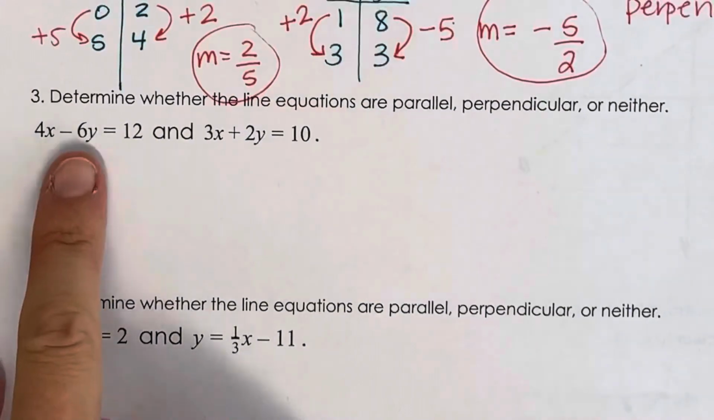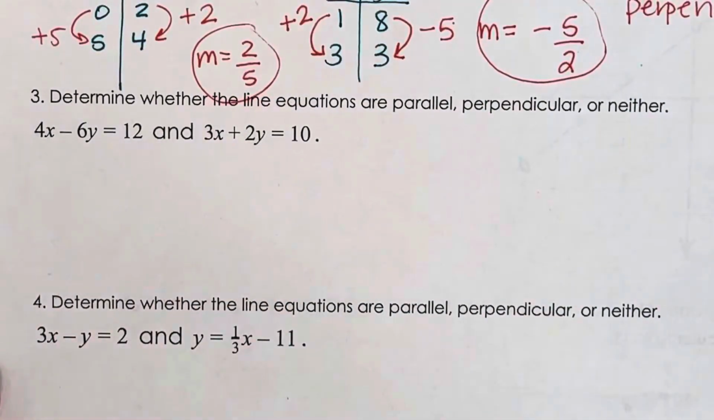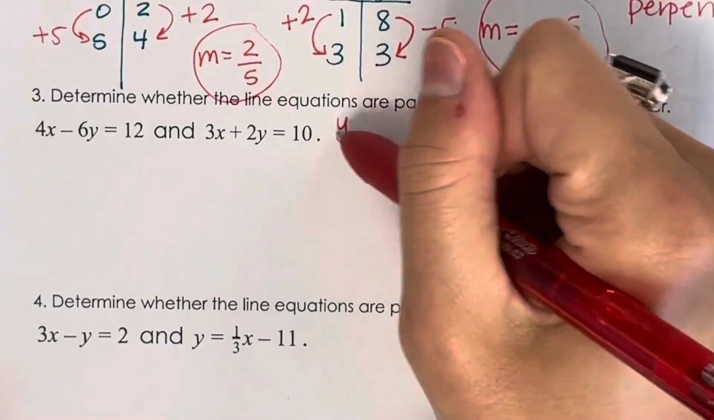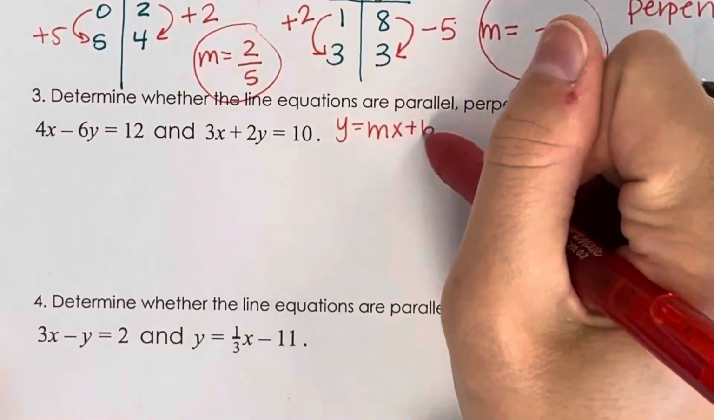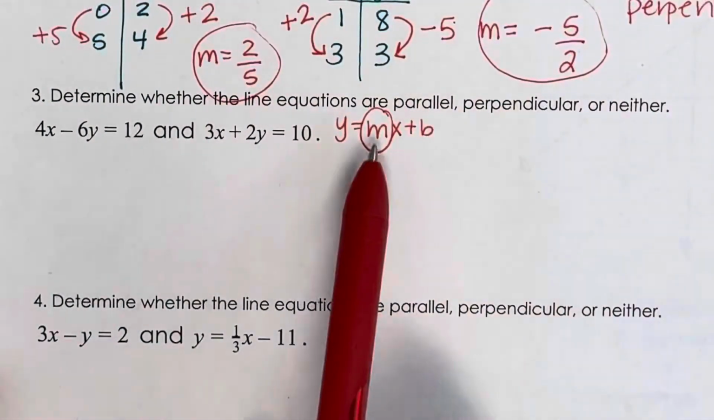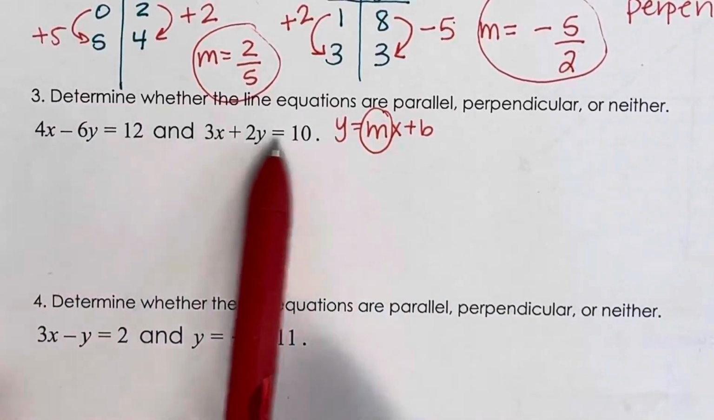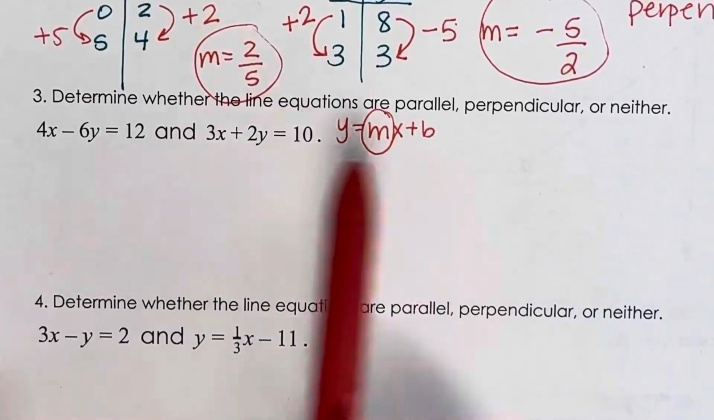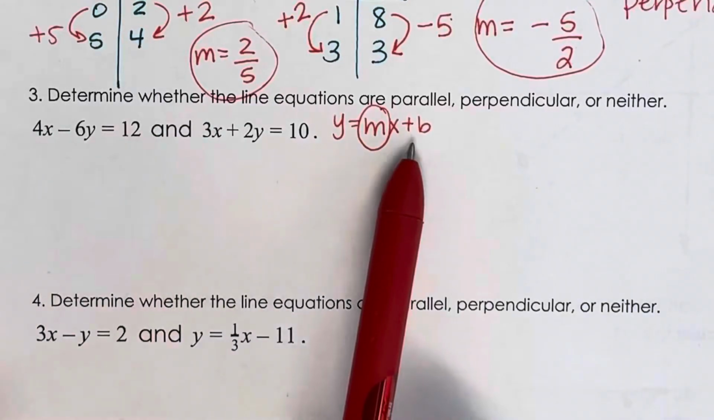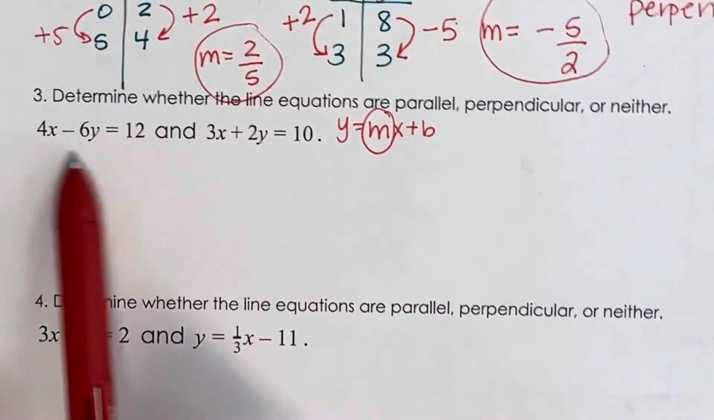Now, this one I've written as an equation. I want my equations to be in the form y equals mx plus b because I want to look at the slope and determine if it's the same or if it's an opposite reciprocal. So I might have to rewrite some of these equations to be in this form. My first equation does not look like this form, right? In this form, I have the y all by itself. In this equation, I don't.